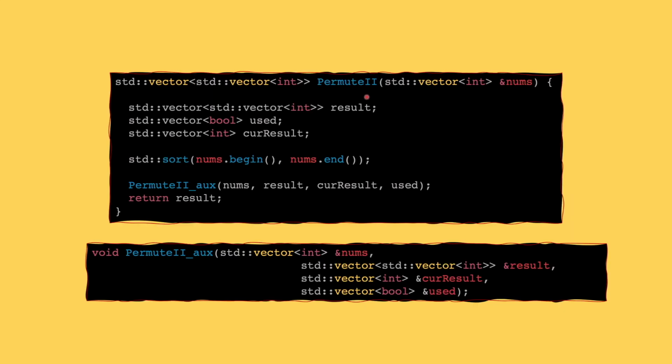So with that definition of the auxiliary function, our top level function or main function that has the input nums is responsible to construct result, used, and current result, sort the input, and then call the auxiliary function using these parameters, and then return the result.